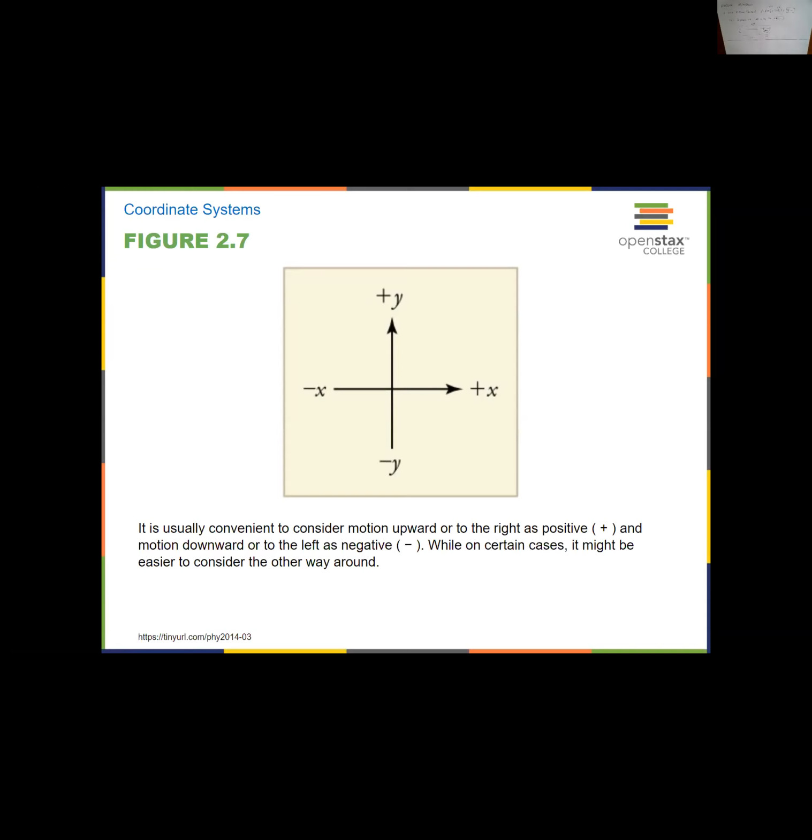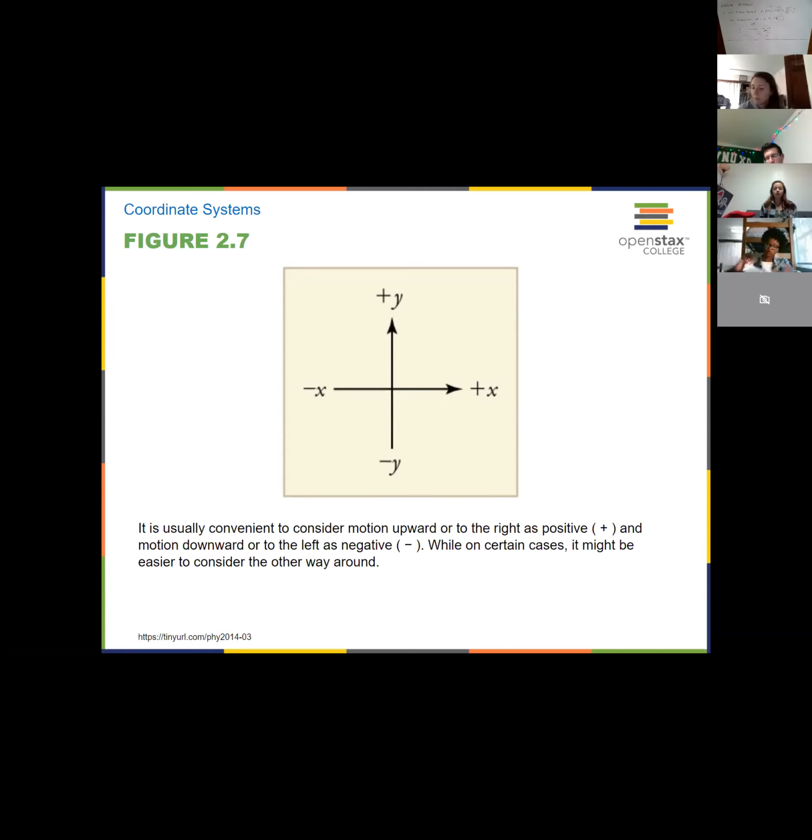For example, if the object is just moving in the y direction, then you can do it that way. We'll see several examples later on in this chapter and the next chapter. If the object is just moving in the vertical direction, you can pick the vertical direction to be the y direction, but you can also specify that as the x direction.